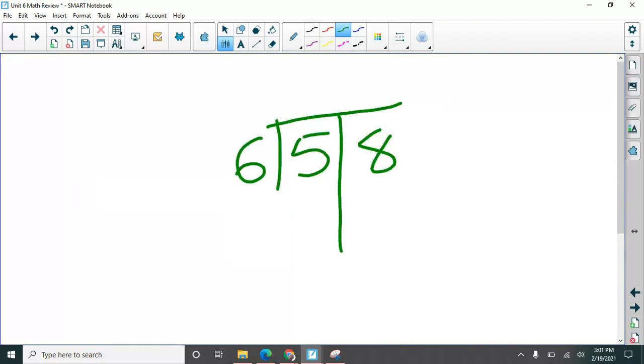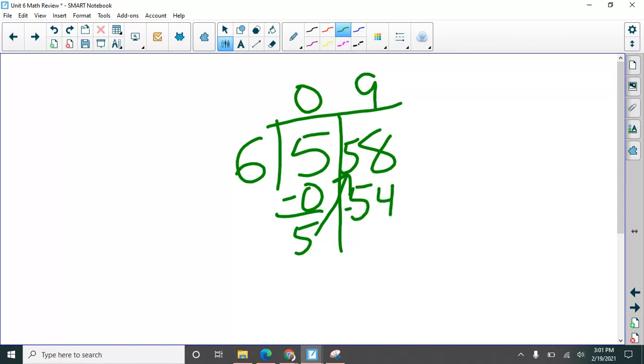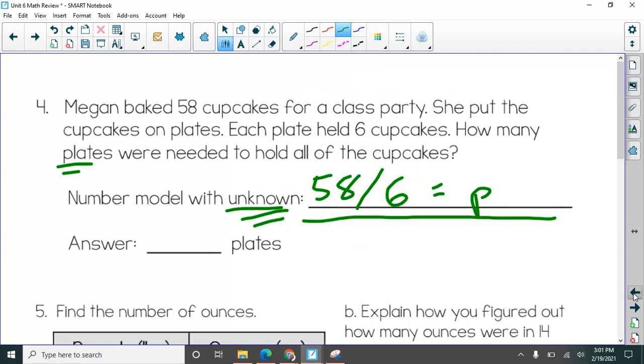And this time I'm going to do the push-up method. 6 goes into 5 0 times. Minus 0 equals 5. So really I end up with 58, same way I would over there. How many 6s are in 58? Well, 6 times 10 is 60. That's too much, but 6 times 9 is close, because 6 times 9 is 54. And subtract and push that up. 9 remainder 4.